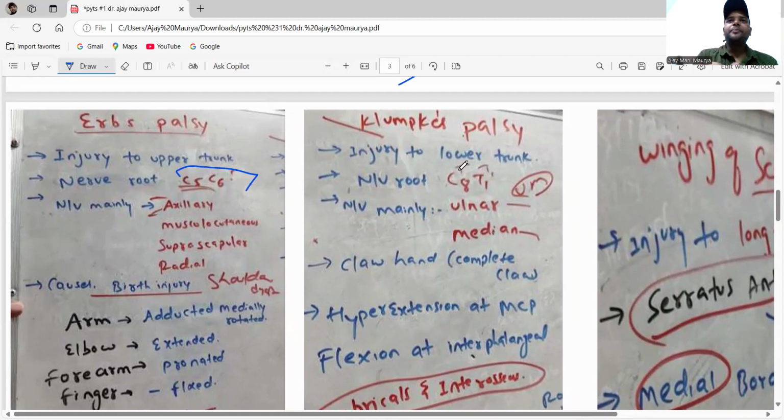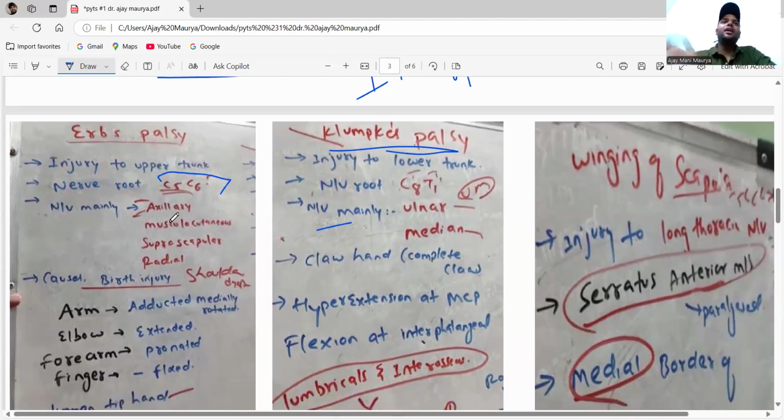For Klumpke's palsy, this is an injury to the lower trunk, nerve root C8, T1. The nerves mainly involved are the ulnar and the median. Klumpke's is ulnar and median. Except this one, the rest are Erb's palsy. Got it?